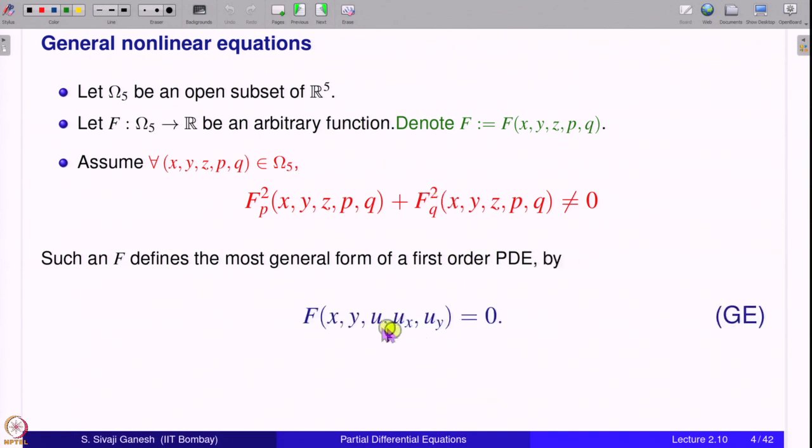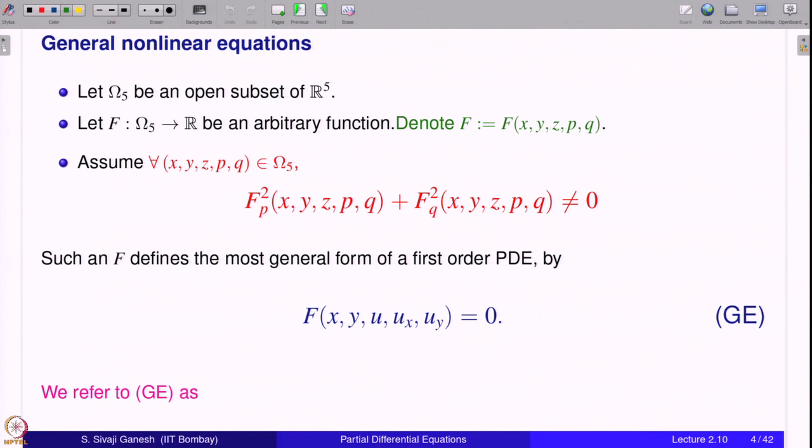This always makes sense even if F is not differentiable, but we want to say that at least one of the first order derivatives appears in F. That is made sure by asking Fp square plus Fq square to be non-zero. This is a differential way of expressing that ux and uy, one of them features in the equation all the time.